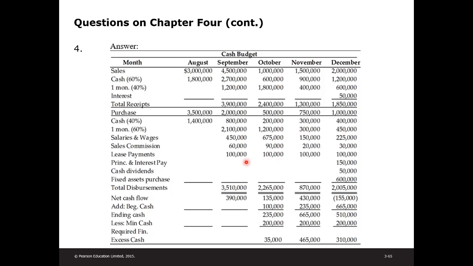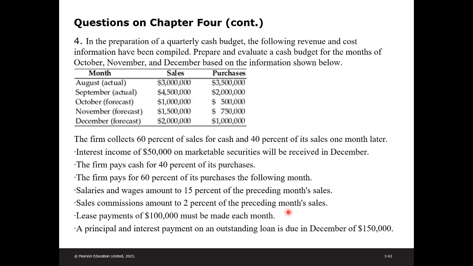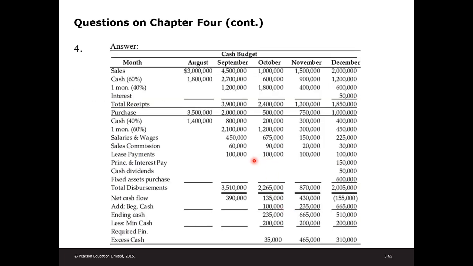Next, we have a sales commission, which is given here, 2% of the preceding month sales. So we will do the same thing as we did in salaries and wages. First, we will calculate this figure by multiplying 2% by the 3,000,000 sales of August, and for October we will multiply the 2% by the sales of September, which is 4,500,000. And for November, we will multiply 2% by the sales figure of October, which is 1,000,000. So it will give us 150,000, and so on for December.